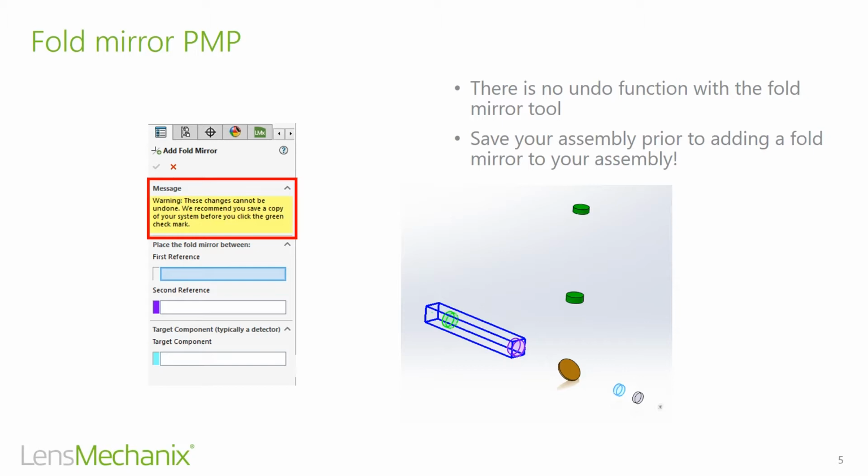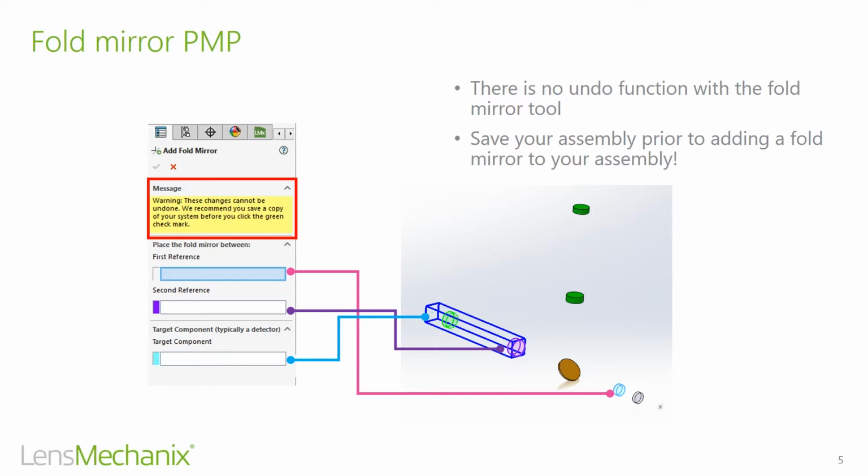Now, with the warning message out of the way, the next section covers references. LensMechanix needs some information to know where to place the fold mirror. Select the first two references that you would like to place a fold mirror between, labeled the first and second reference. Next, choose a target component. The target component serves as the indicator of the limits of what the fold mirror tool should take into account. More often than not, the target will be a detector at the end of the optical train.